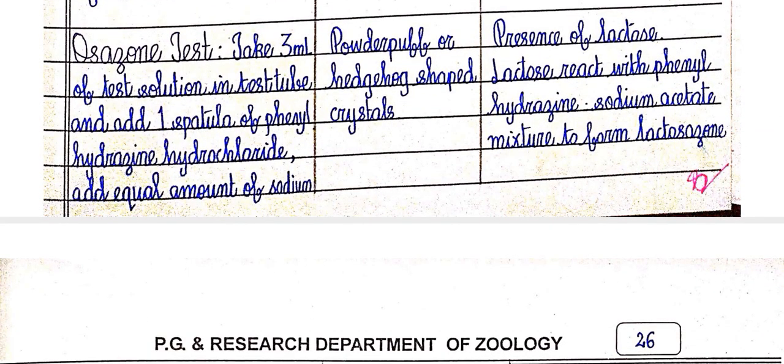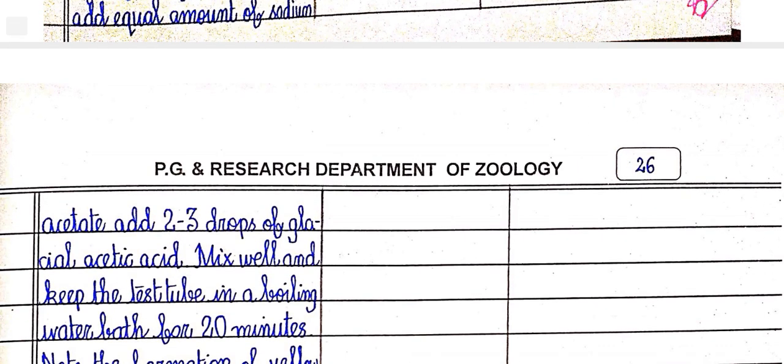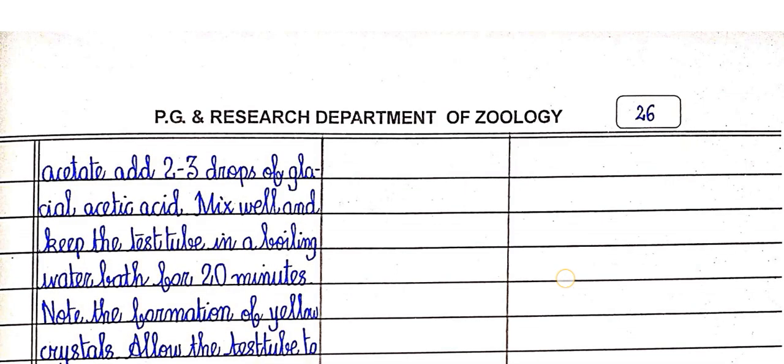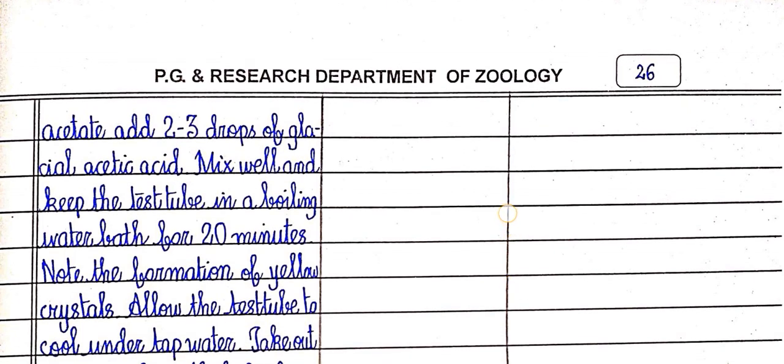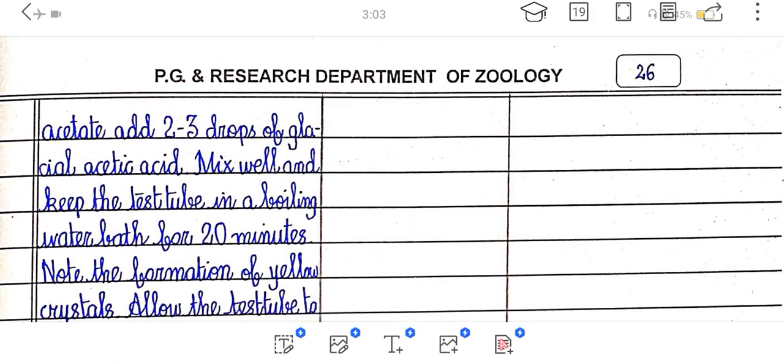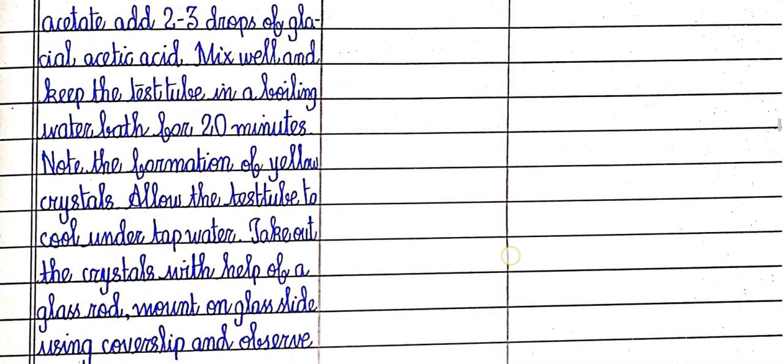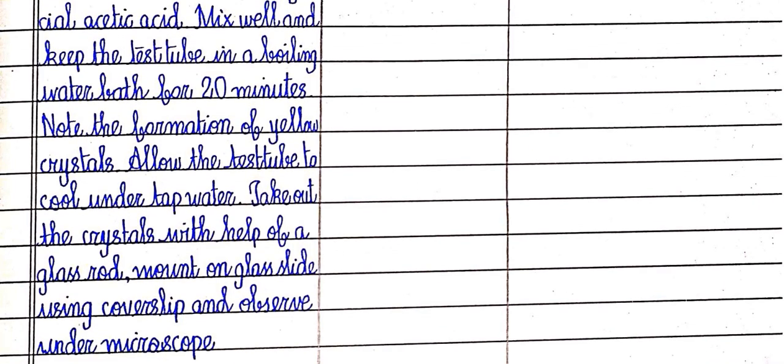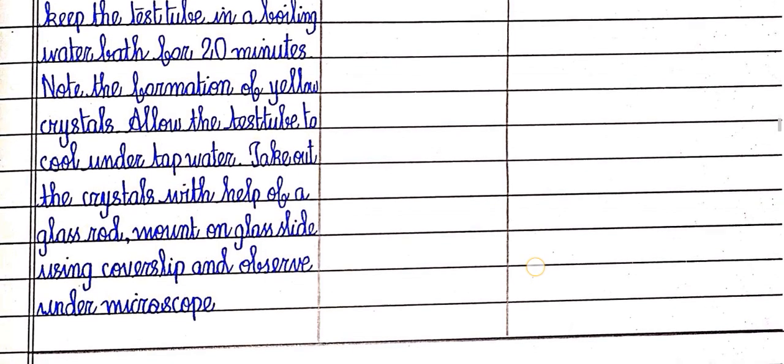Then osazone test. Take 3 ml of test solution in a test tube and add 1 spatula of phenylhydrazine hydrochloride. Add an equal amount of sodium acetate and 2 to 3 drops of glacial acetic acid. Mix well and keep the test tube in a boiling water bath for 20 minutes. Note the formation of yellow crystals. Allow the test tube to cool under tap water. Then take out the crystals with the help of a glass rod and mount on a glass slide using a cover slip and observe under the microscope.